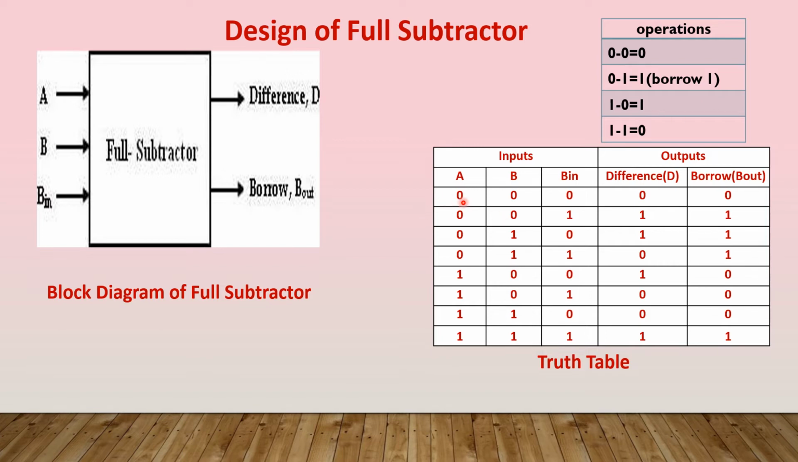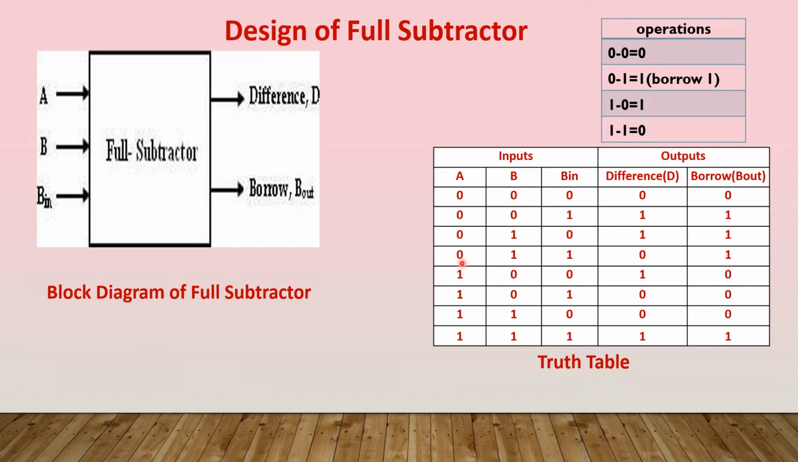So first one is 0 minus 0. All three inputs are 0. Obviously difference is 0. Borrow is also 0. And the second combination is 0 minus 0 minus 1. We know that 0 minus 1 gives difference 1 and borrow 1. Similarly, again it is 0 minus 1. So obviously difference is equal to 1. Borrow is also equal to 1.